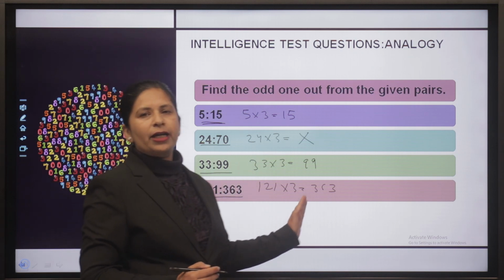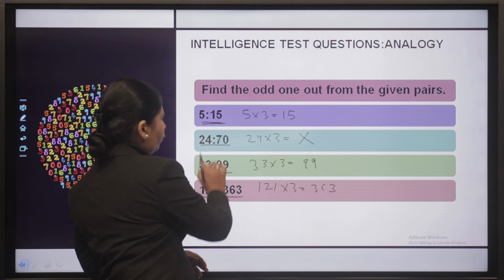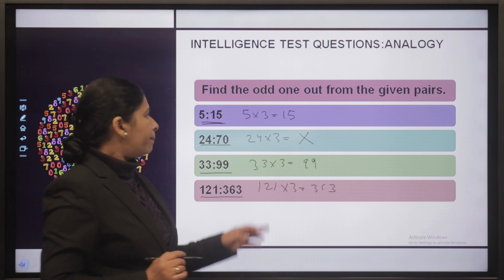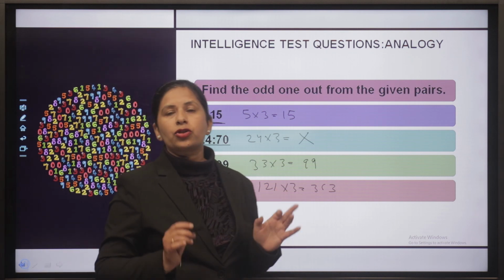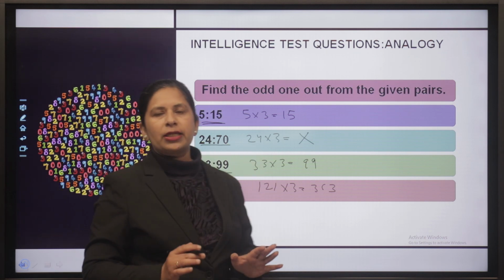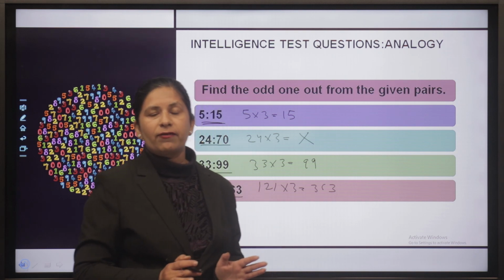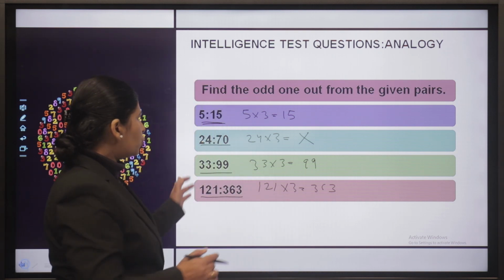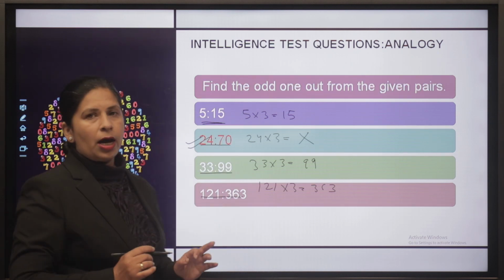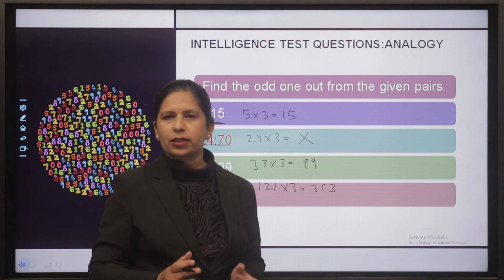This number multiplied by 3 gives the number, and that is the analogy: 5:15, 33:99, 121:363. But the second one is not following this analogy. When we multiply 24 by 3, we are not getting 70, but we are getting a different number. So this one will be the odd one out. So this one will be your answer. So you can get analogy questions based on numbers as well.